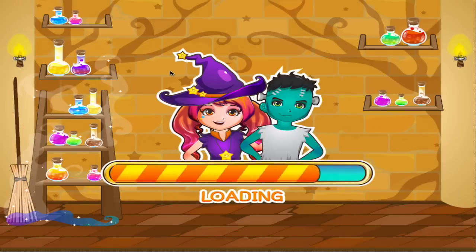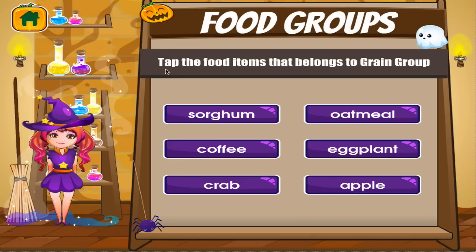Food groups. Tap the correct answer. Good job! Brilliant!